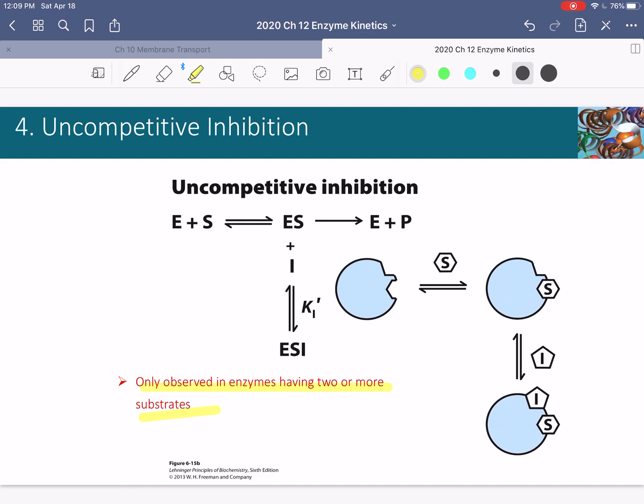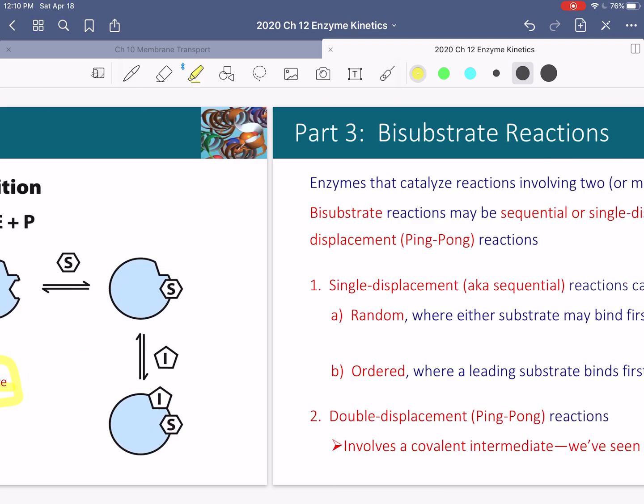Two hallmarks of uncompetitive inhibition, and this is in red, so this could come up in one of those multiple choice questions. Number one, both the Km and the Vmax are changing. Number two, Km over Vmax is not changing, so they have the same slopes in a Lineweaver-Burke plot of their kinetics. And number three, it's only observed in enzymes having two or more substrates.